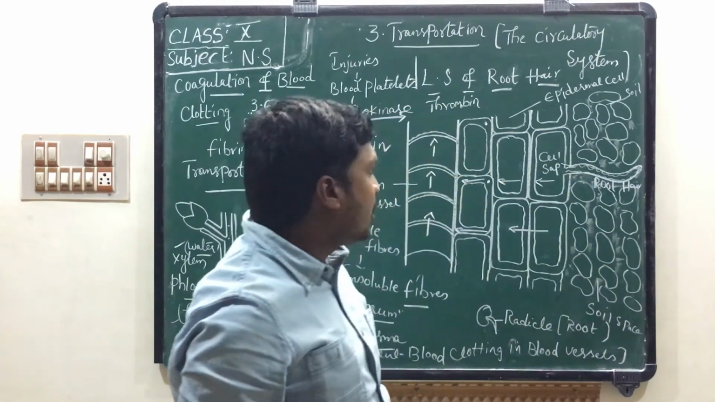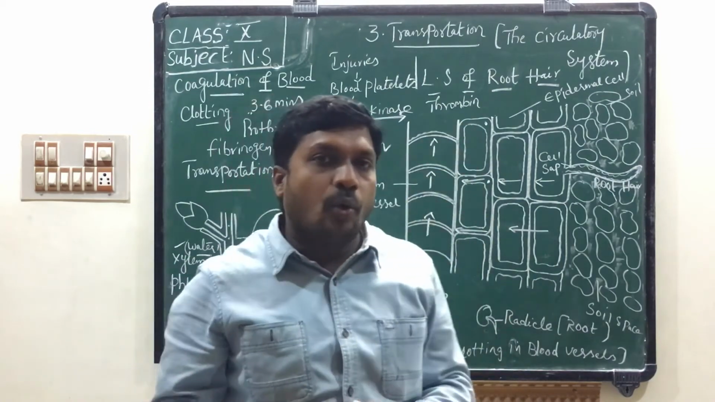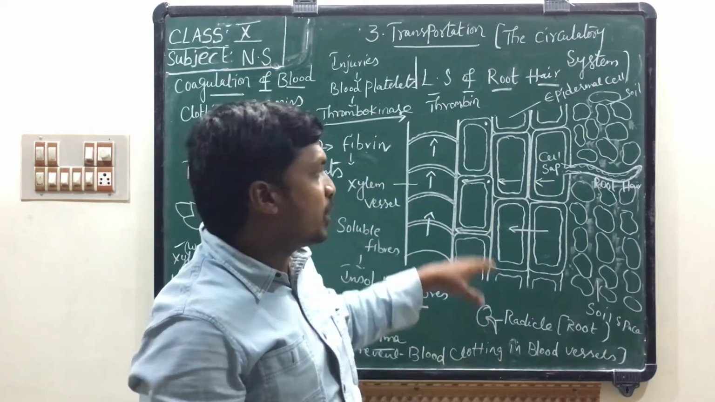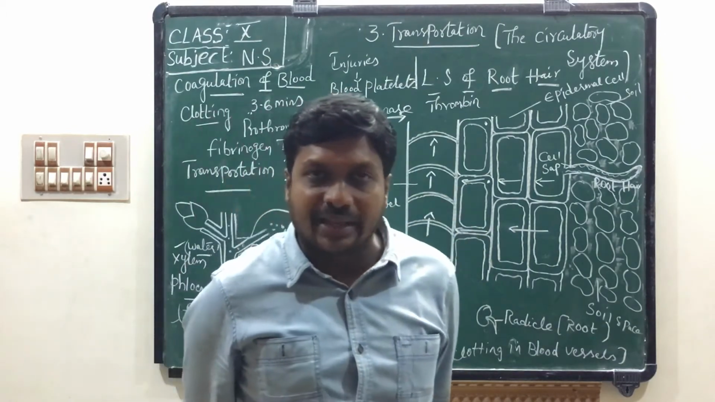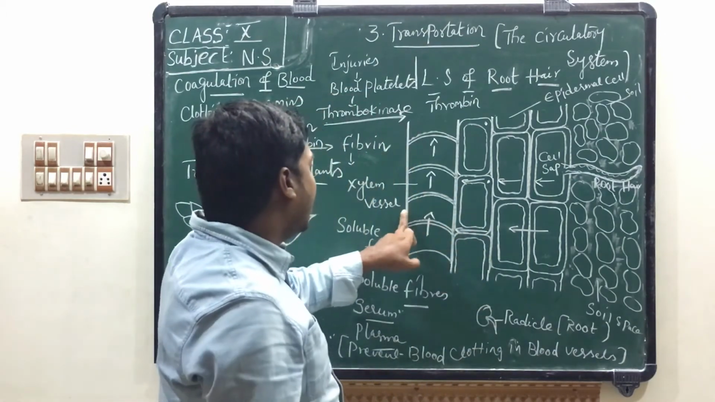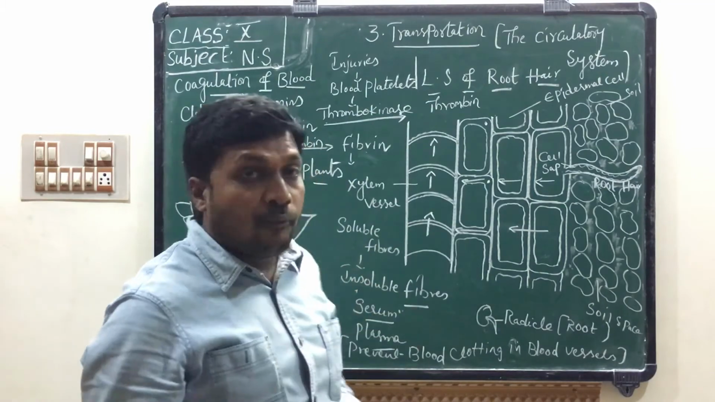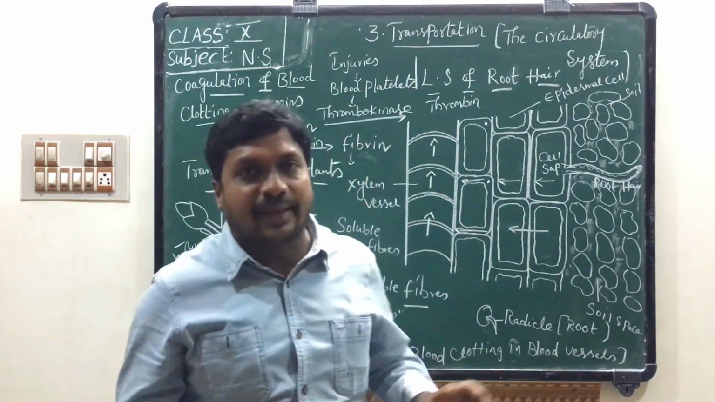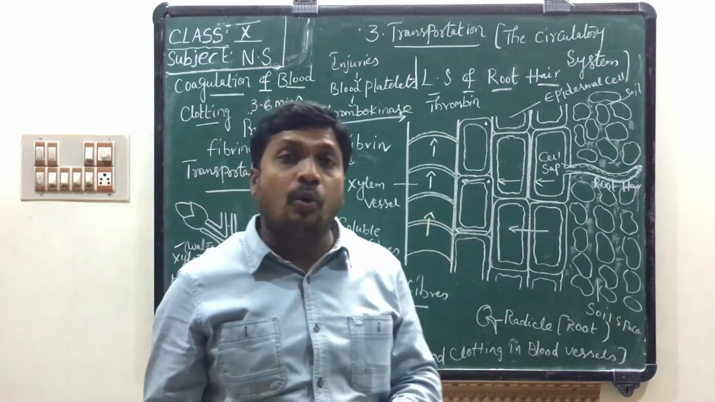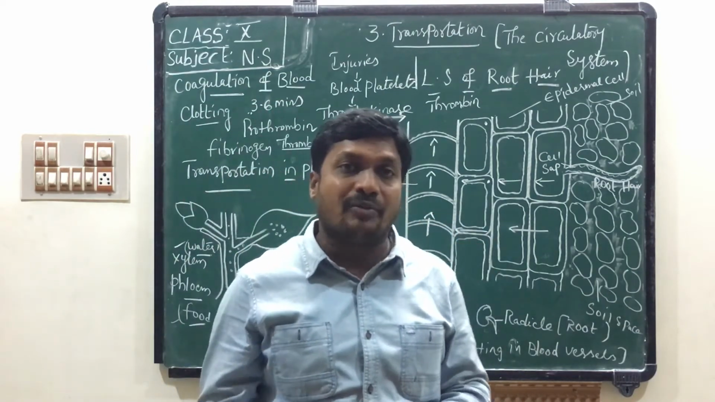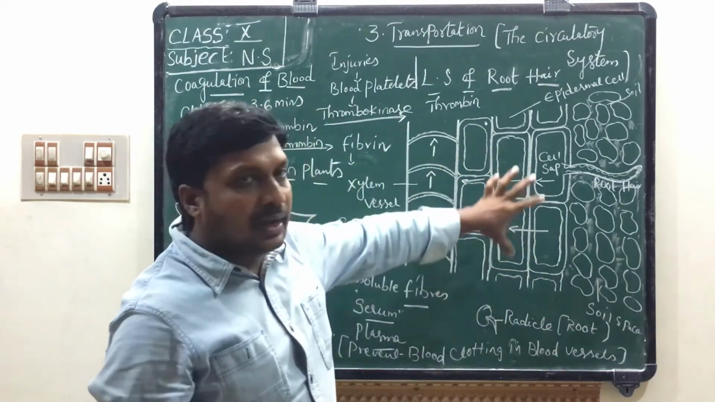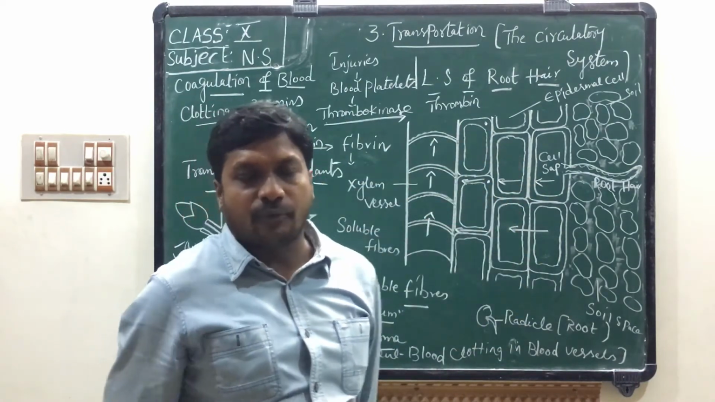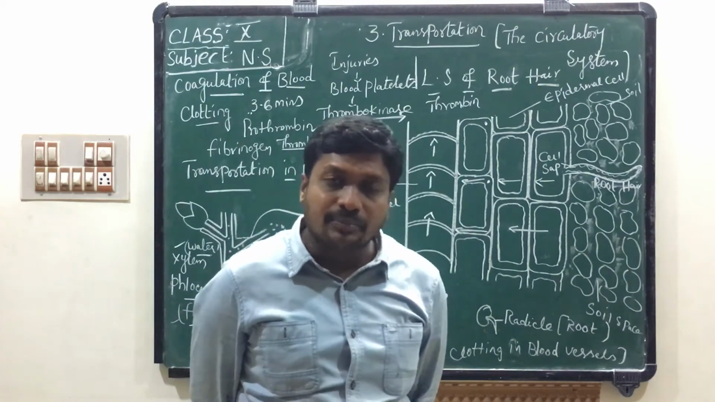Cell sap. Now I will explain how water is absorbed by root hair and how water is transported to all parts of the plant against gravitational force with the help of xylem vessels. Now, first one, when you pour water to plants, very important from the exam point of view, explain how root hair absorbs water from soil with the help of a neat labeled diagram. This is the picture which shows how root hair absorbs water from soil. Do you know children?